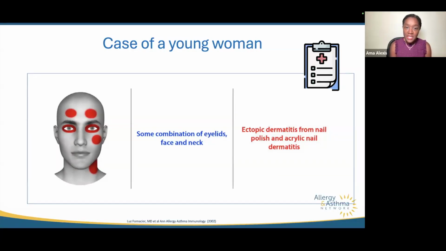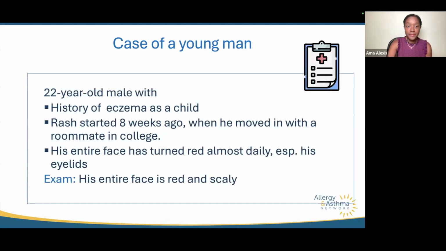So on a patient, for example, we see some combination of her eyelids, her neck, and her face. And we can see this due to ectopic dermatitis, meaning that the trigger is probably here, but the rash is somewhere else. So it's ectopic dermatitis from nail polish and acrylic nail dermatitis. We see that quite often, actually. And it turns out once we changed her nail care regimen, the rash all over resolved.